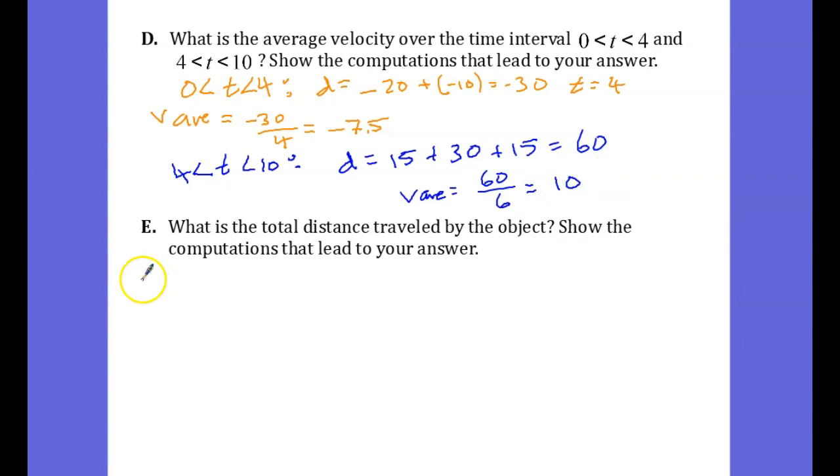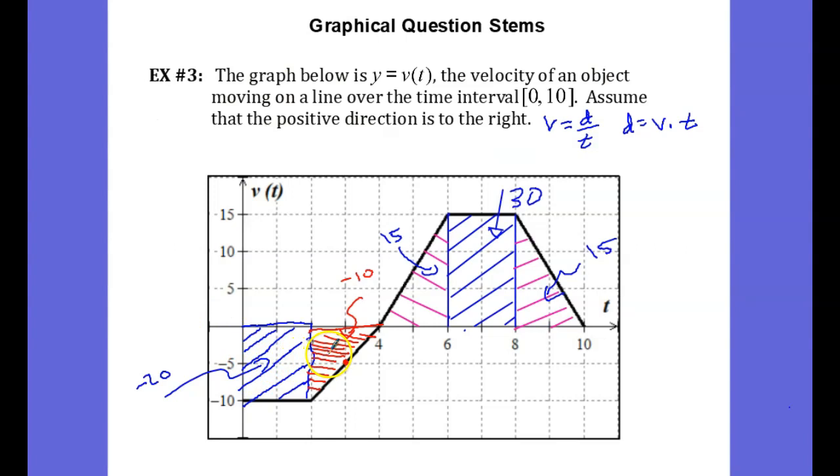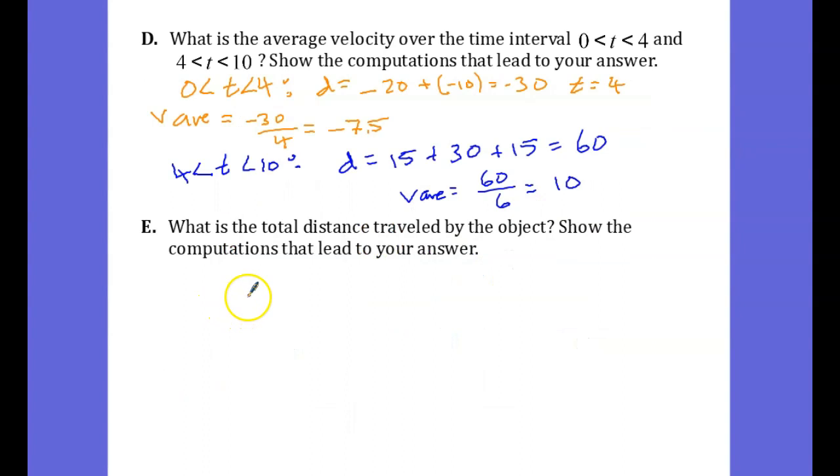In part E, they ask, what is the total distance traveled by the object? Show the computations that lead to your answer. Well, we've already found this negative distance and this positive distance. This was -30 and this was +60. Now remember, they're asking for the total distance traveled, not the displacement. And so that means that my Fitbit is going to be counting if I'm walking in a negative direction. So let me take the absolute value of these signed distances. And whatever the units of distance are, they weren't given in this problem.